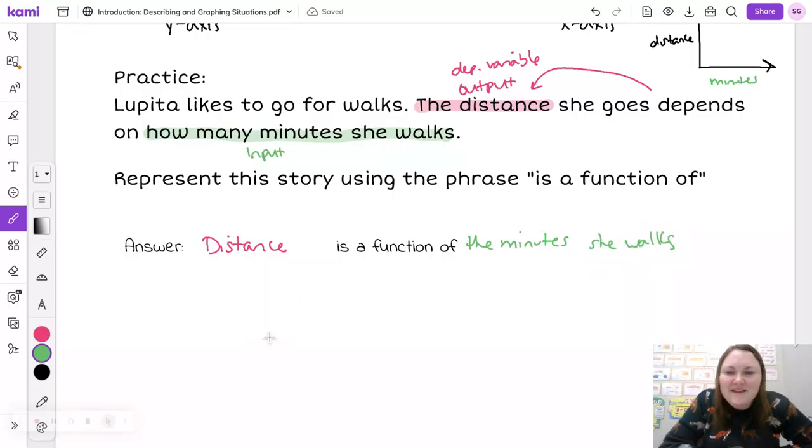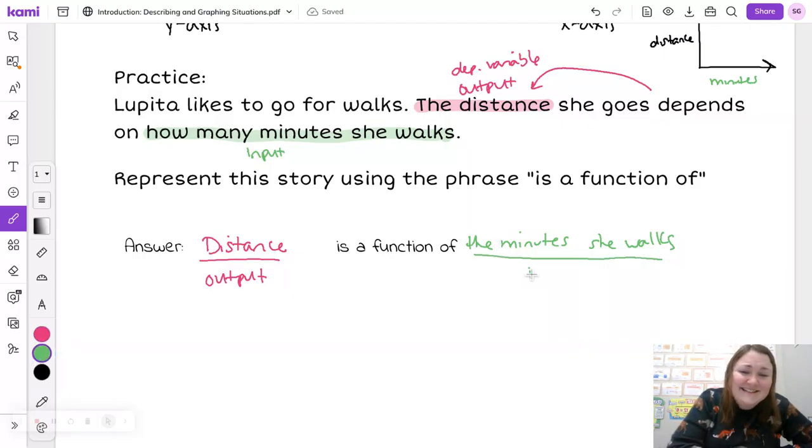Something like that. In future lessons, we're going to see stories where this is a sentence in the story, and that's how we are going to help identify that distance, in this case, is our output, and the minutes is our input. And like I said, that's going to help us do a lot of different things in this unit.